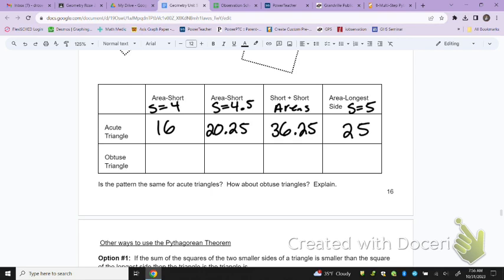What could we say about this relationship? Is it greater than, less than, or equal to? Hopefully you're noticing it's greater than. Let's fill out the table.